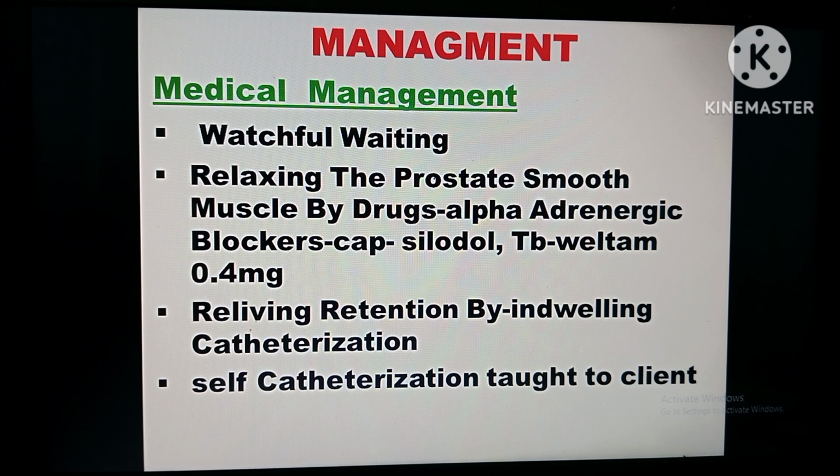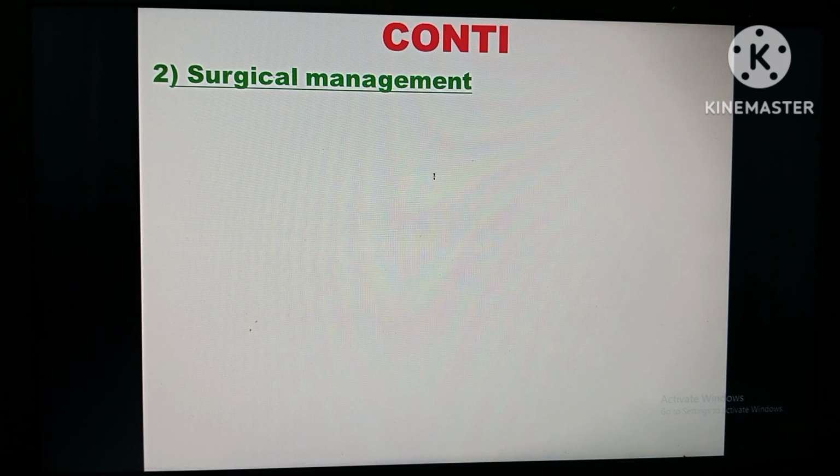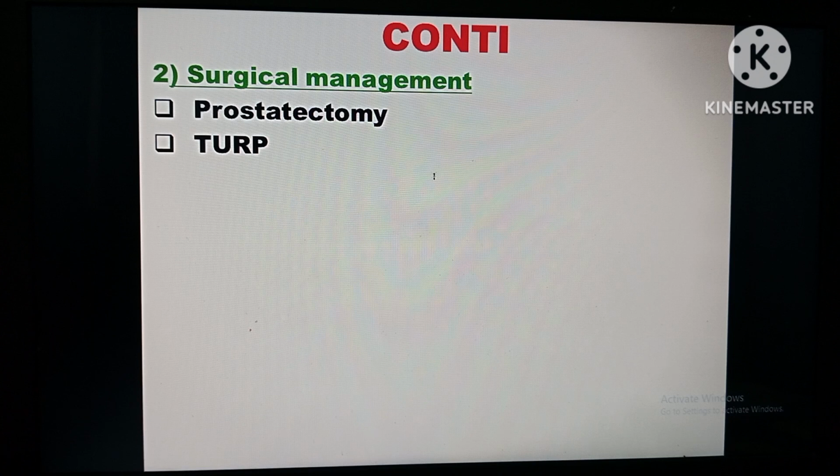In case the symptoms are aggressive, not reduced, still more increased, and the prostate enlargement is increased, the doctor will plan for surgery. There are many surgeries. The first one is prostatectomy. Prostatectomy means the part of the gland causing obstruction will be removed through surgery. TURP, transurethral resection of prostate. This is the gold standard procedure. Most probably 95% of clients undergo TURP.